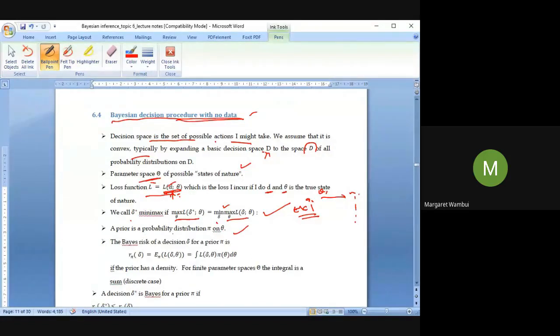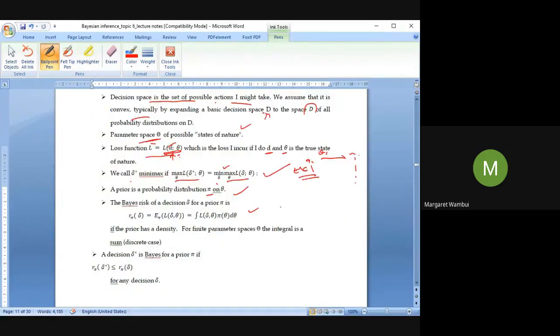So a prior is a probability distribution. Then after that, now you can get what we are calling the base risk. So the base risk of a decision delta for a prior pi is given by this. So now you can graduate to the next level where you are computing the base risk. But if you're just looking at the minimax, then you only look for the minimum of the maximums. The base risk of a decision delta for a prior pi is given by this, the expected value.